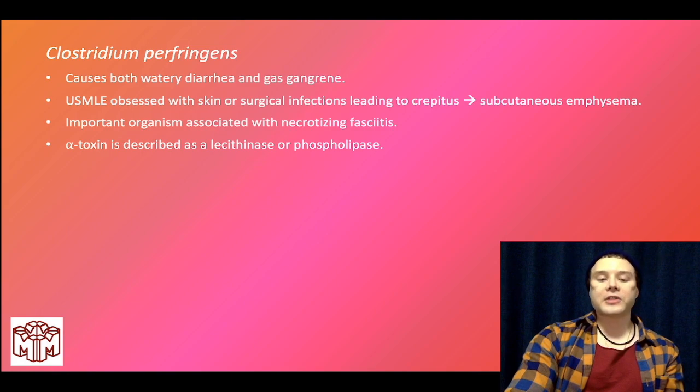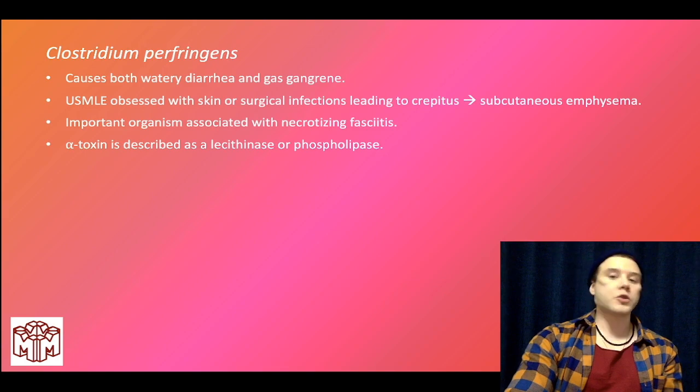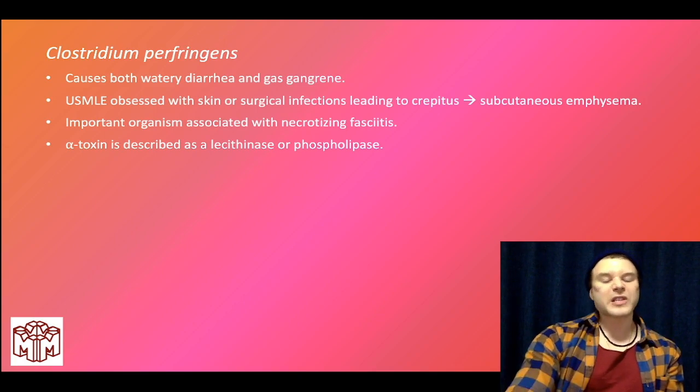USMLE likes the alpha toxin, and they want you to know it's both a lecithinase and phospholipase. That's how it's referred to, okay? It sounds a little bit pedantic, a little bit nitpicky, but this is one of the organisms they get a little bit more specific for sometimes.